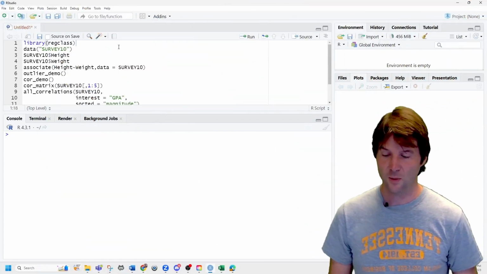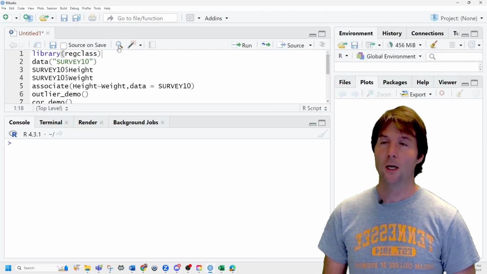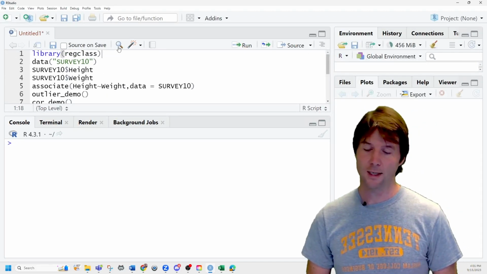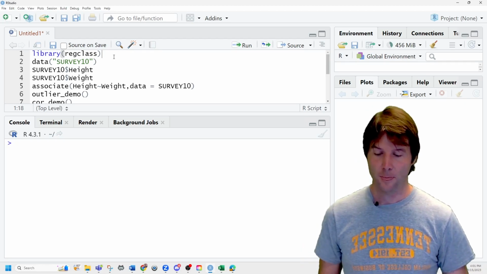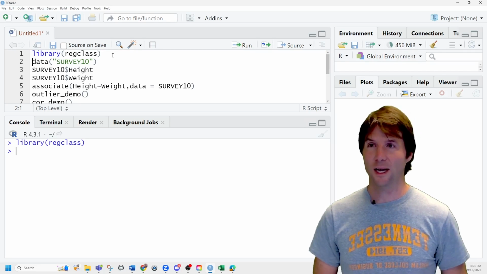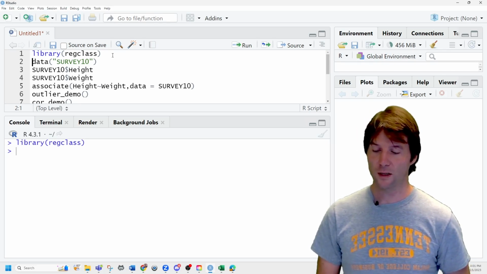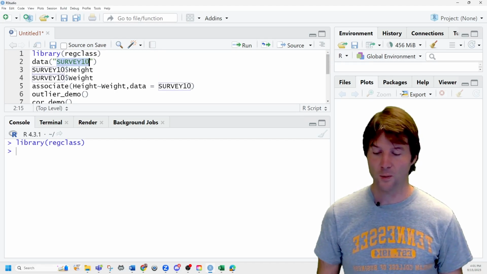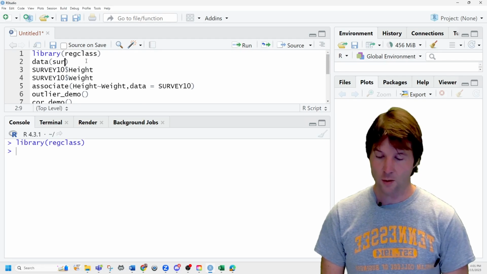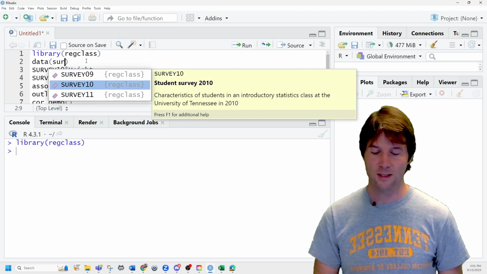Okay, so we've got some code already written for us. Let's take a look at the first step on line 1, which is library(regclass). Library(regclass) calls the regclass library. If you've already installed regclass, there'll be no problem running this code. Make sure you've installed regclass. data(survey10) pulls the data from the regclass library, and you can notice this when I type survey10, it is inside of the regclass library.